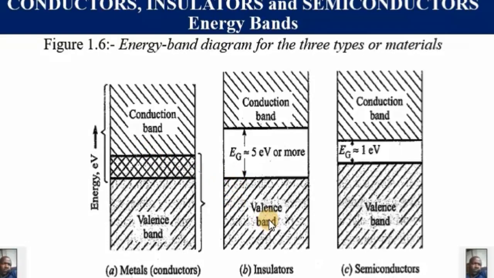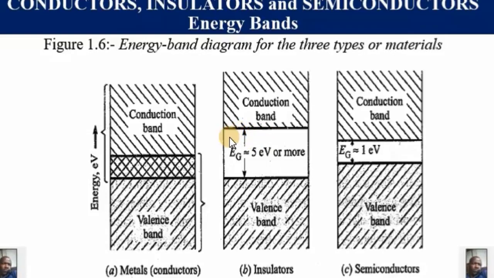Then an insulator, as you can see, we've got what we call the energy gap, and you need 5 electron volts or more for an electron to escape from the valence band to the conduction band. This means that if you have got less than 5 electron volts, then the insulator will not conduct. It is very important for you to understand that this is the reason why, unless an insulator breaks down, it will not conduct.